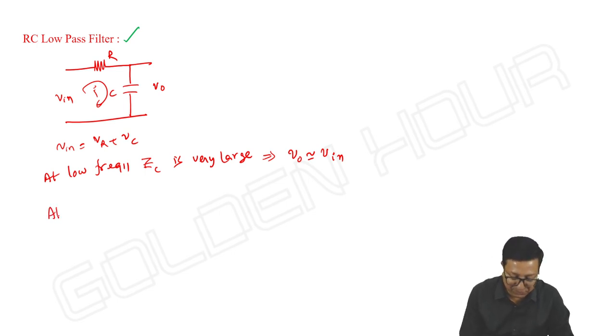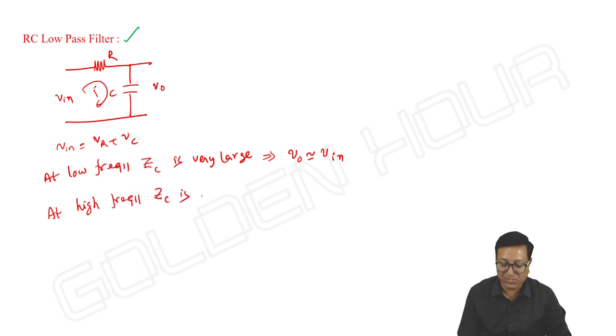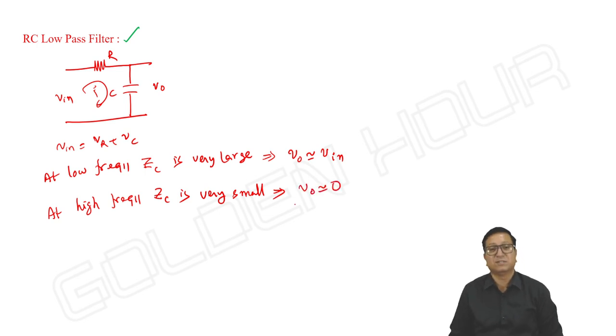And at high frequencies, ZC, or the capacitor, almost acts as a short circuit, or ZC is very small and almost acts as a short circuit, and the output is approximately equal to 0. So if the input signal frequency is low, that is appearing with less attenuation at the output.